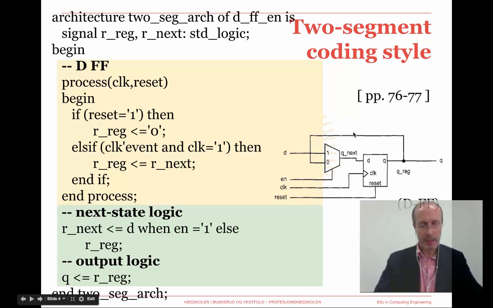Now, if we consider the simple case of the D-type flip-flop, the architecture body can be written using a two-segment coding style as shown here. The first segment contains a process to describe the 1-bit register, and the second segment contains the description of the combinational logic blocks, which in this case comprise only a multiplexer to generate the next state information and an identity function to generate the external output.